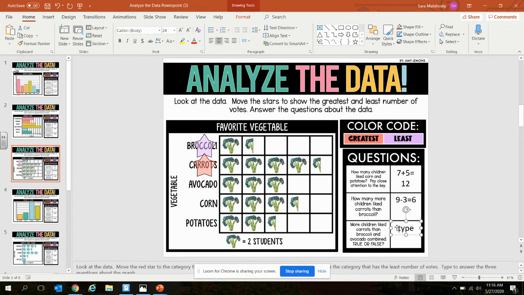More children liked carrots than broccoli and avocado combined. True or false? So let's see. More children like carrots and broccoli. So let's look at carrots and broccoli. We'll add them together to get that number.